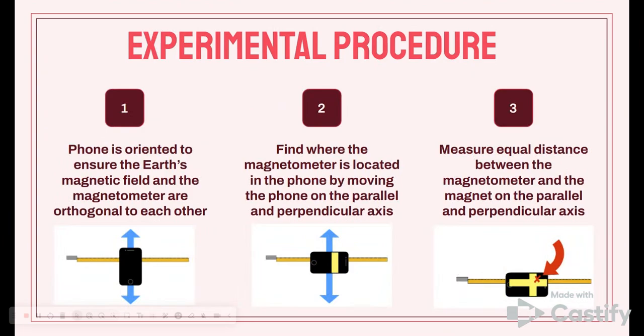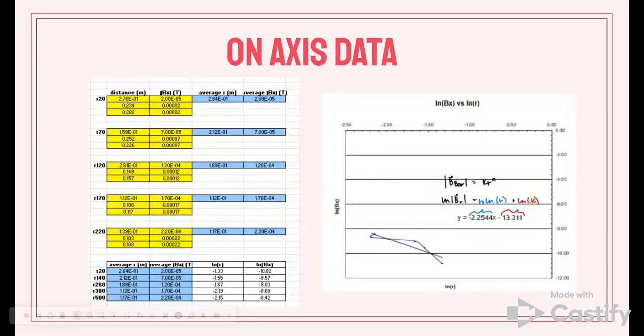So we found an equal distance. Then we calculated data for all these different lengths. These were all lengths in centimeters, and so all of our calculations had to be in meters. And we got this graph from finding the magnetic field of the bar at different locations. And that's how we derived this equation.